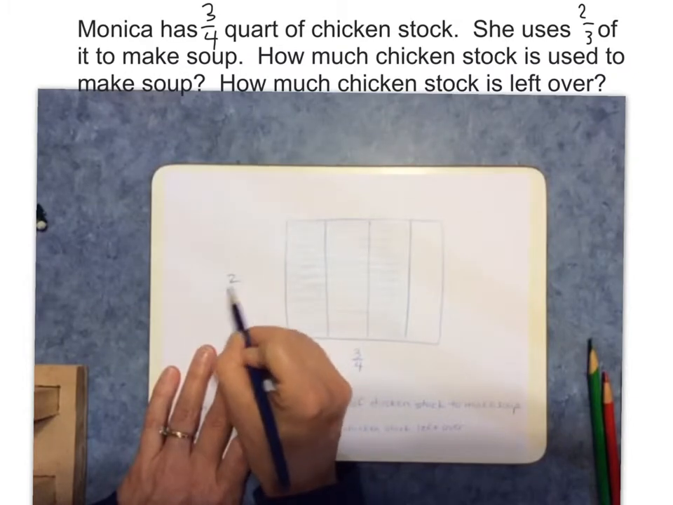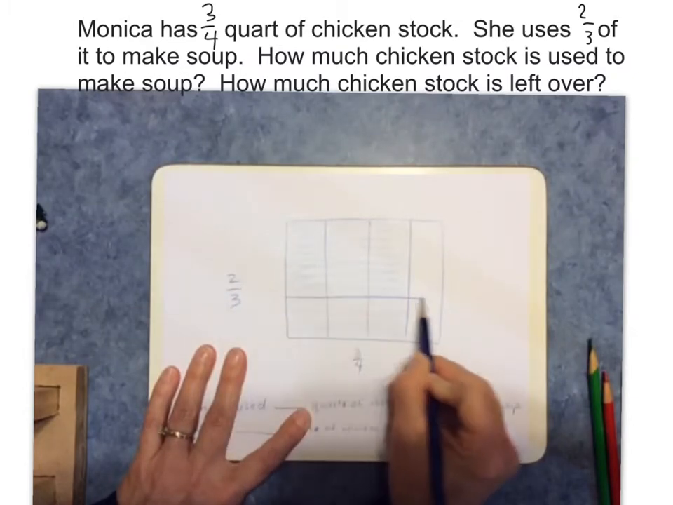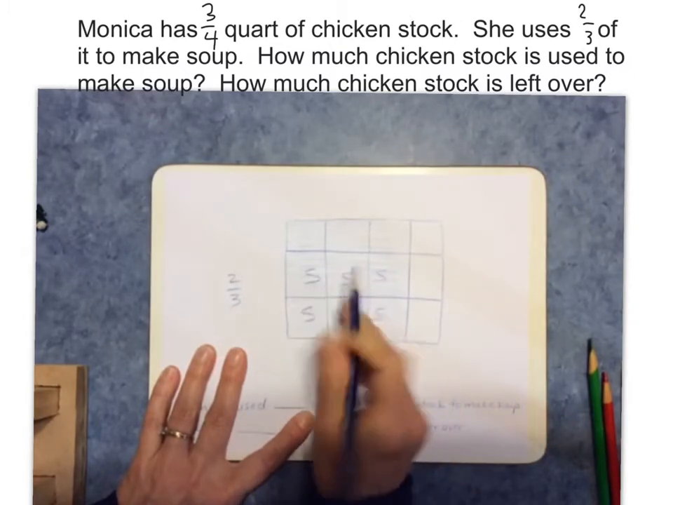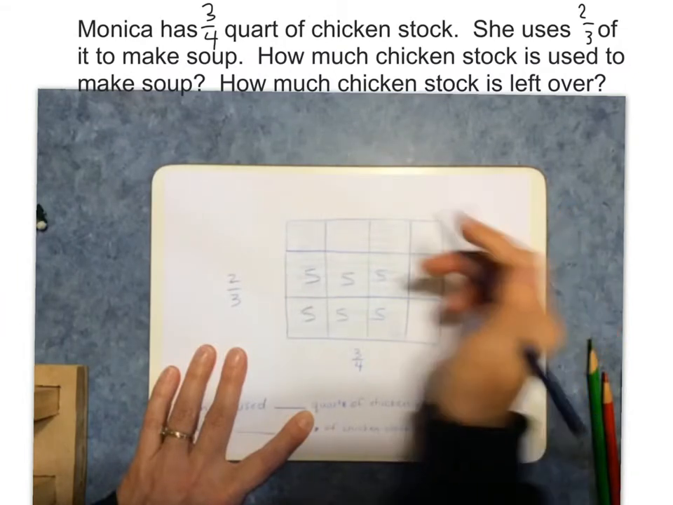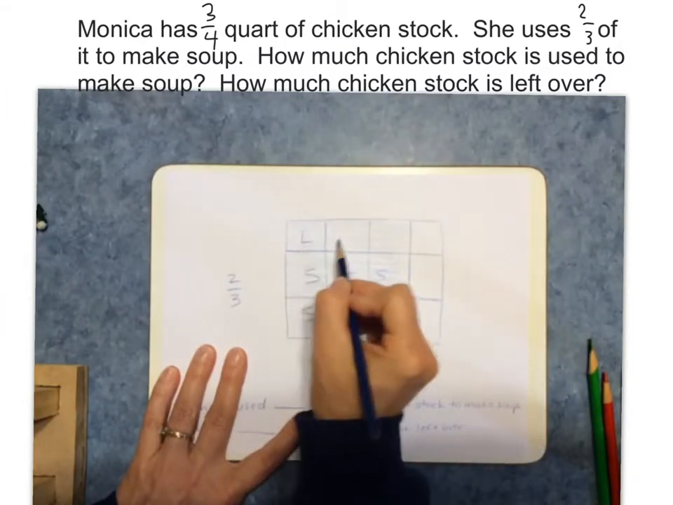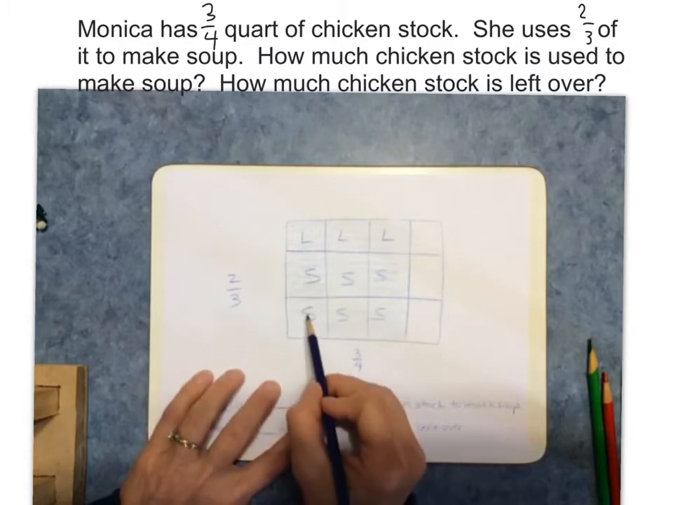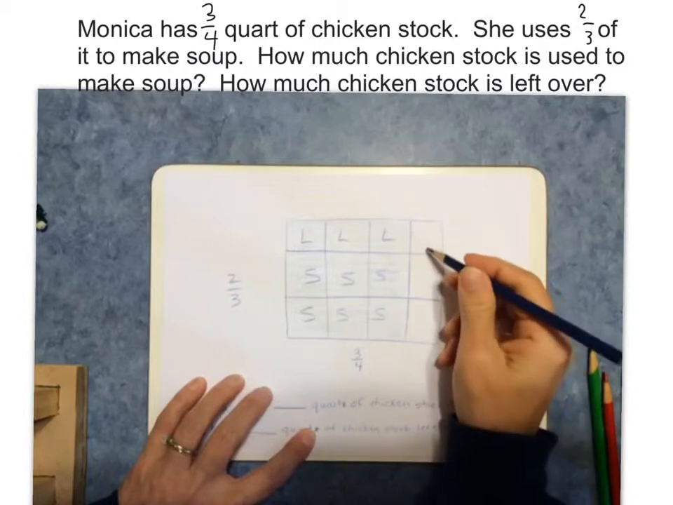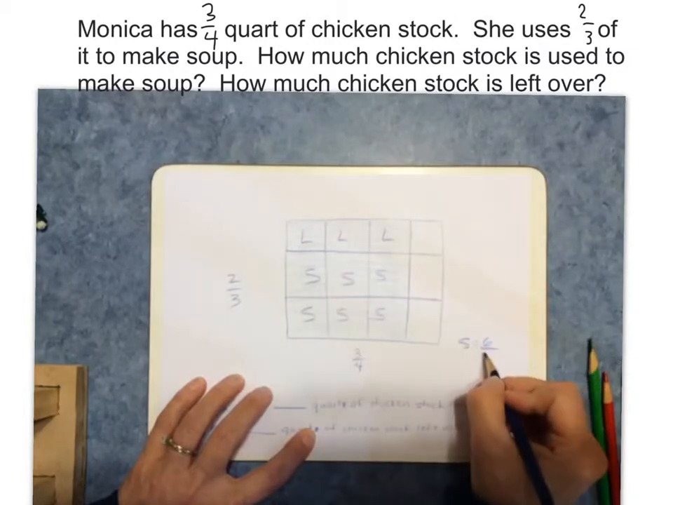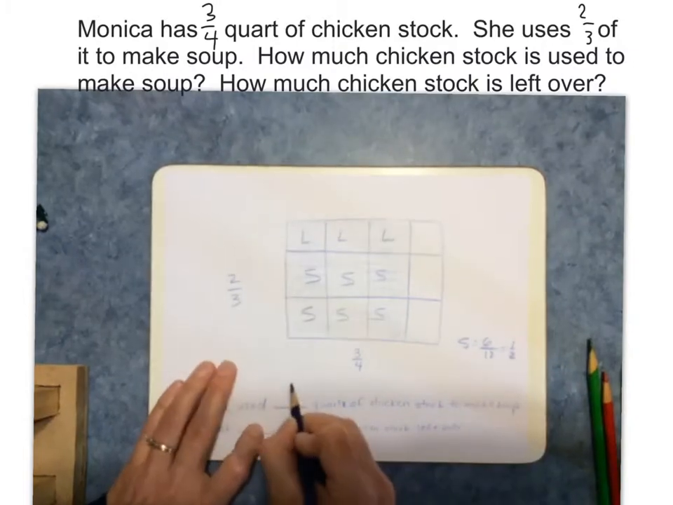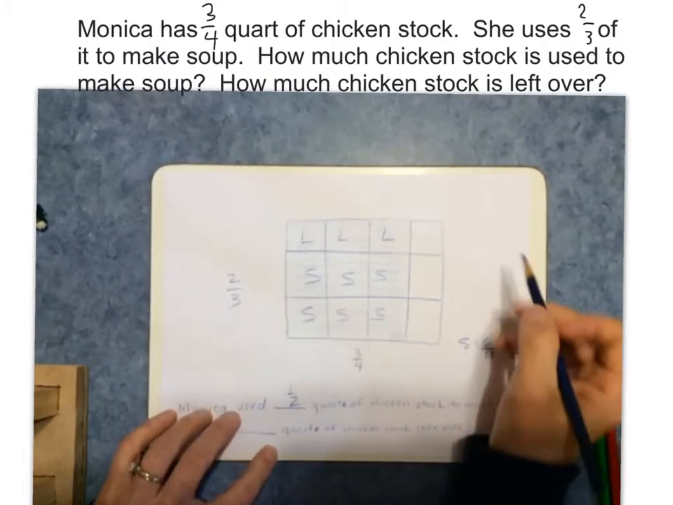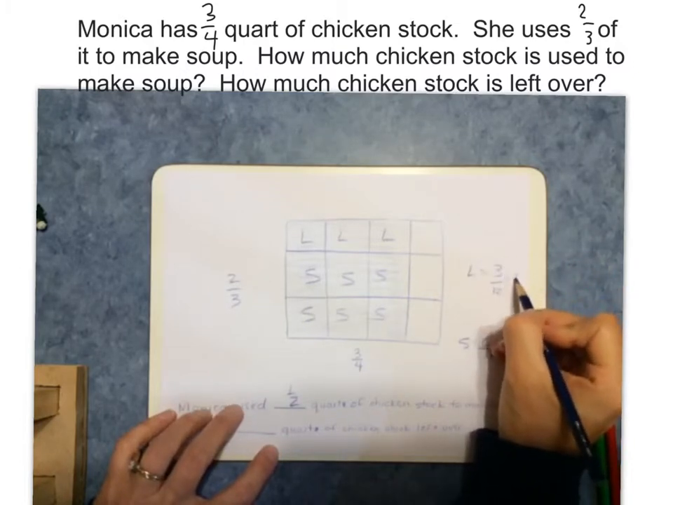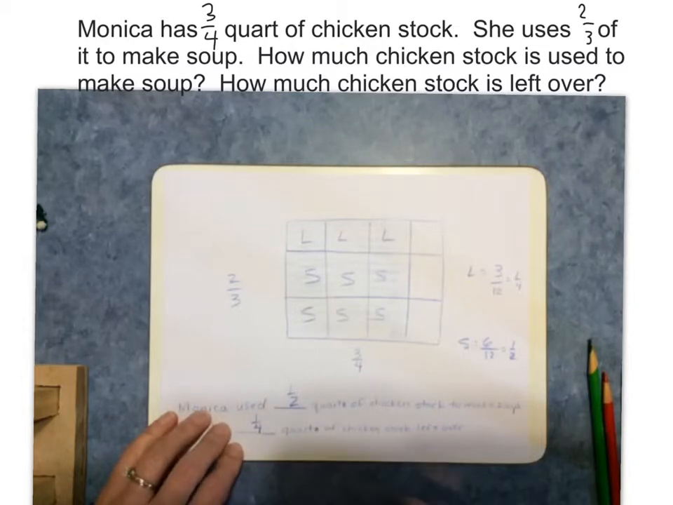So I need to split this into 2/3. And 2 of these will be for soup. So this one and this one, those 2 out of 3, and this one is going to be the leftover. So the soup is 1, 2, 3, 4, 5, 6 out of 12, which is equal to 1/2 to make soup. And left is 3 out of 12, or 1/4 in lowest terms left over.